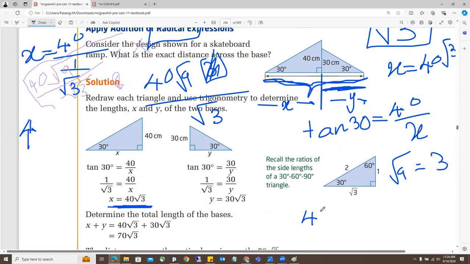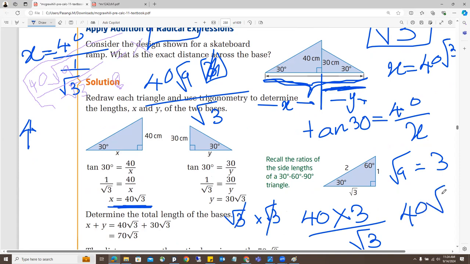So 40 into 3 divided by square root 3. This 3 can be written as square root 3 into square root 3. Multiply top and bottom by root 3. Then again you receive 40 square root 3. That is the length of x. See, the same answer you also received. Then the length of y.